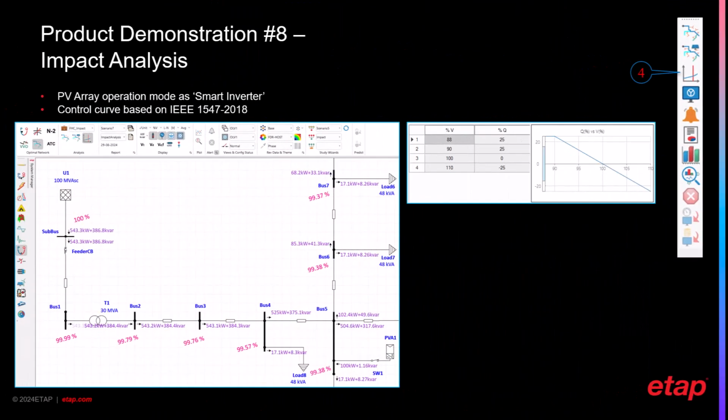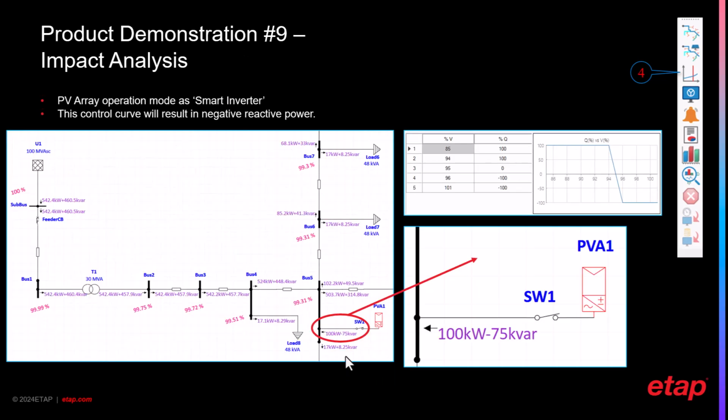As shown on my ETAP screen, this is another screen capture of impact analysis with the given control curve. You can see that in this case, we have modified the control curve to a much sharper profile. In this case, we are trying to center the voltage to 95% and make that the middle. And if it's over 95%, then we absorb reactive power. That's the goal of this sort of curve.